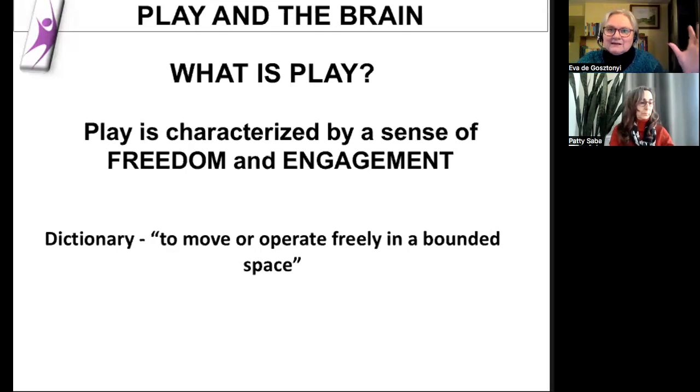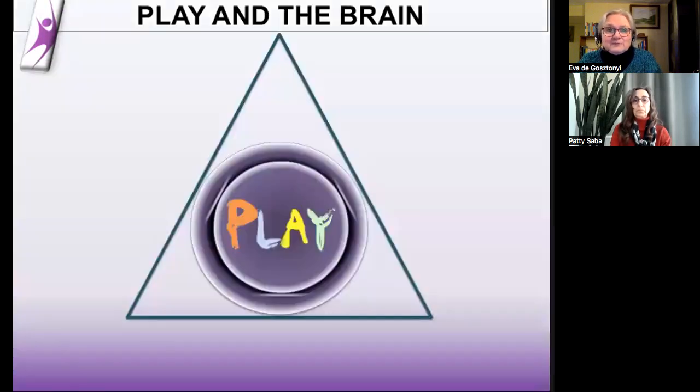This play, it's kind of like a bubble that they can play within. And so they do need to be bounded. They need to feel safe. They need to feel that people are there. But within that space, they need to be able to choose what they do, and they will only choose to do the things that are interesting to them.